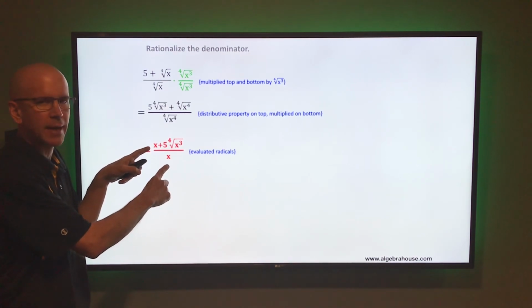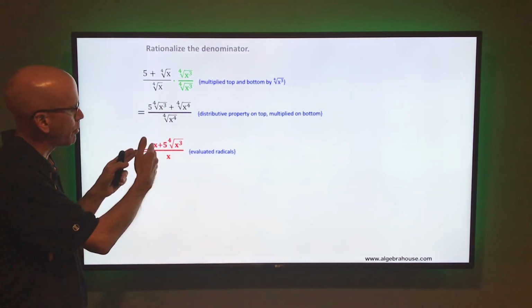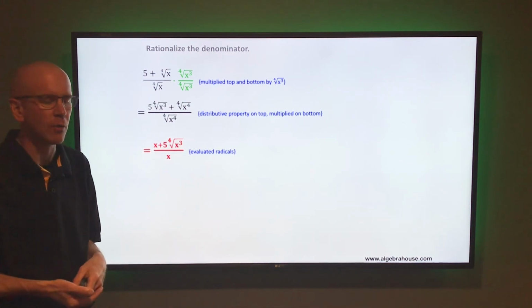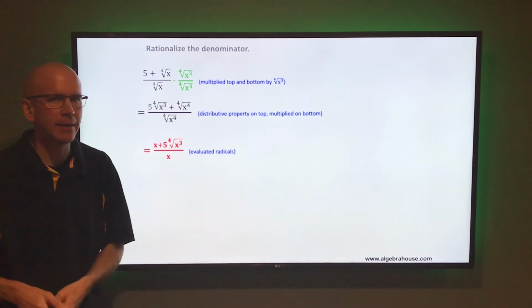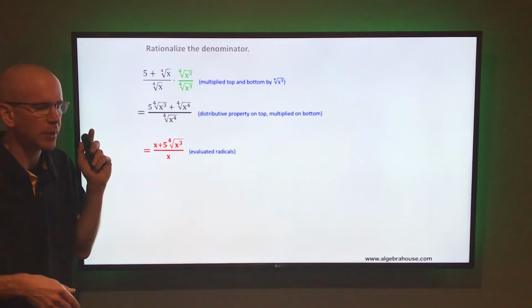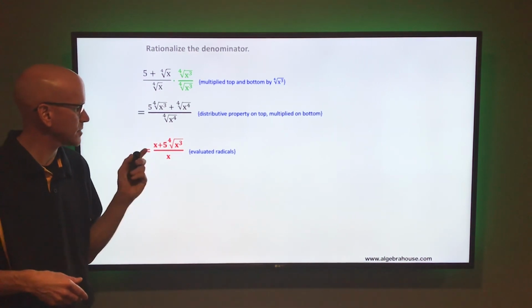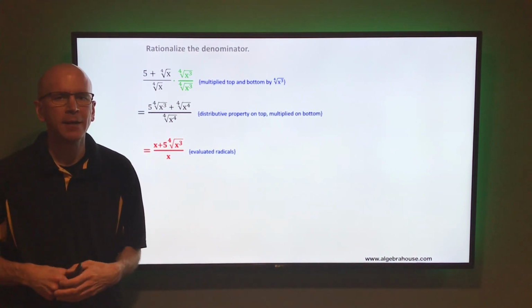Those x's do not cancel. You can only cancel if it's multiplied by something else or standing alone. On top, the x is being added with that 5 times the 4th root of x to the third. So that is completely simplified. x plus 5 times the 4th root of x to the third all over x.